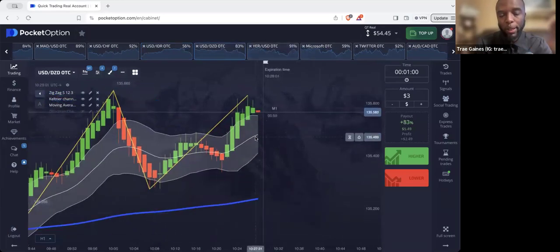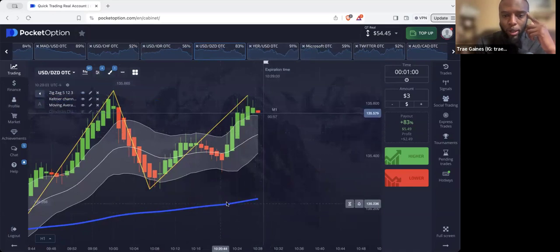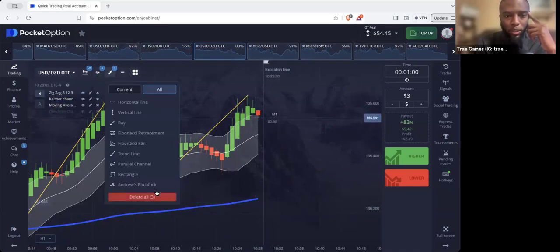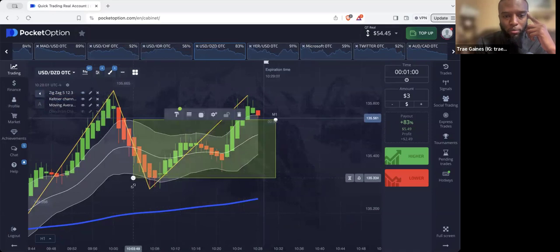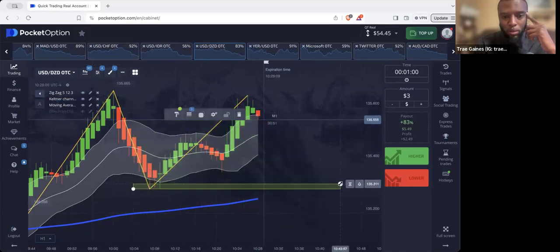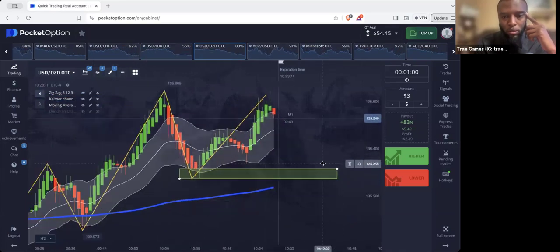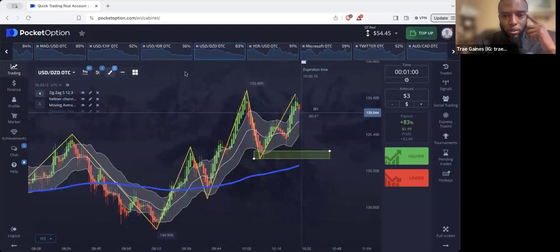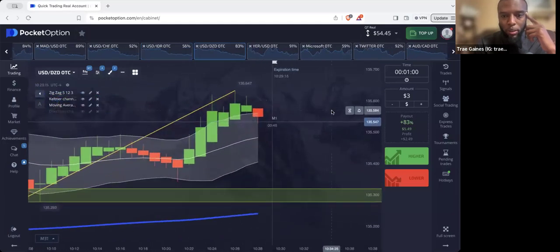This would be a good one if it came down because we got to buy. Let's see, we got a good zone down here. Let's see what it, like, it wants to come down and touch.